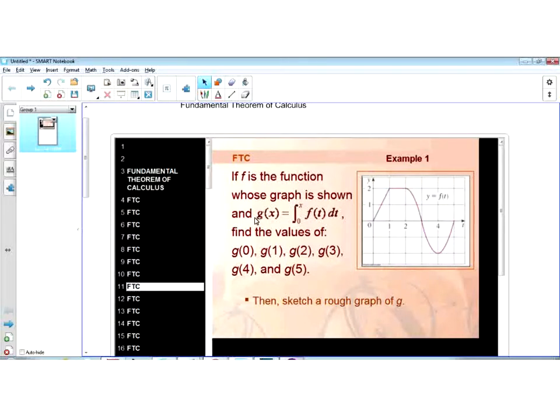So for example, if f is the function whose graph is shown and g of x is the area under the curve from 0 to x, find the values of g of 0, g of 1, g of 2, g of 3, g of 4, and g of 5. And then it asks to sketch a rough graph of g. All right, so g of 0 looks like it will be 0. G of 1 evidently will be the area of this triangular region. G of 2 will be the area of this triangular region plus this square region right here. Okay, so the square plus the triangle is g of 2. G of 3 will be the area under the curve from 0 to 3. G of 4 will be the area under the curve from 0 to 4, and so forth. All right, so let's see how they approach this.